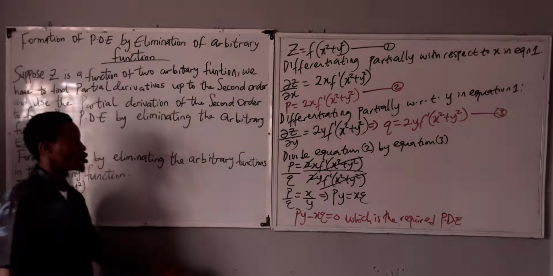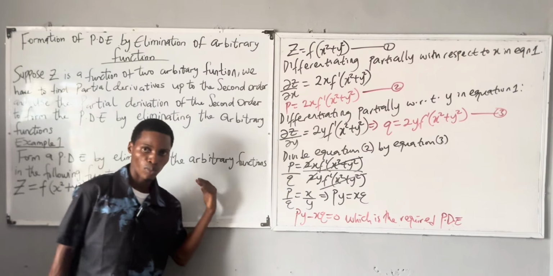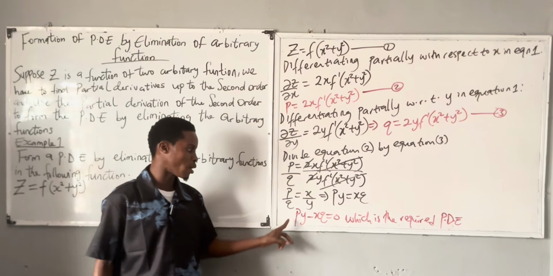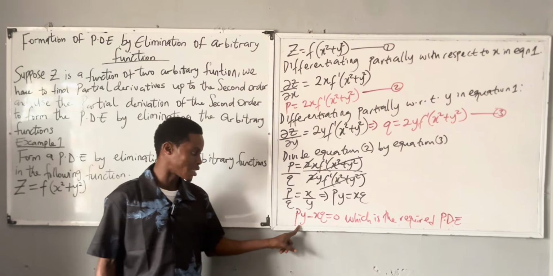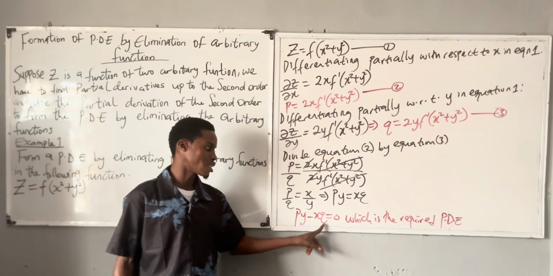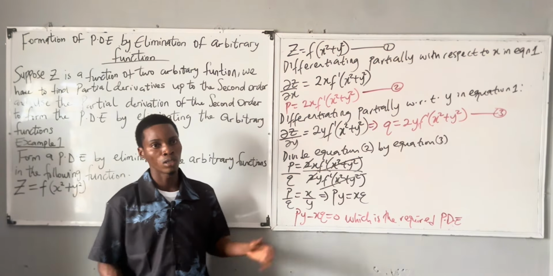It means this is the solution to my given problem. I've eliminated the arbitrary function by getting a new partial differential equation, a new P.D.E, which is Py minus Sq is equal to 0, which is the solution to the given problem.